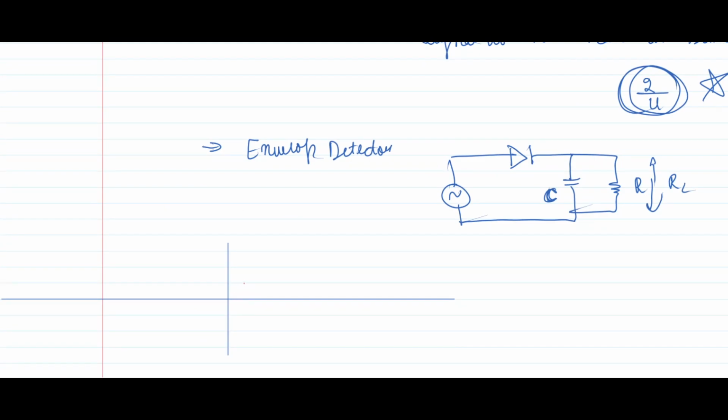So if this is the signal, and you pass it through an envelope detector, what will happen is your output will move along with the sinusoidal signal, and once it reaches the maximum value, the capacitor is charged, so the capacitor just discharges slowly and it moves like this. Now the capacitor again charges and discharges again, charges and discharges again.